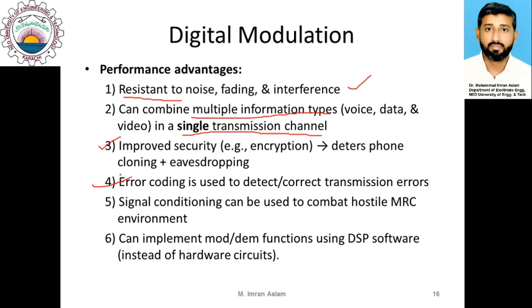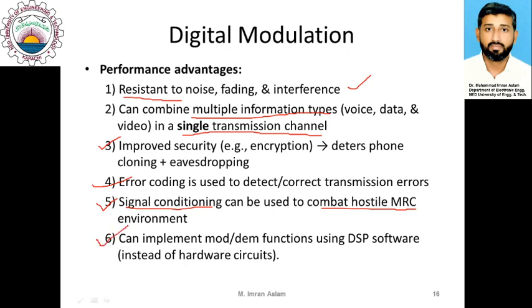Signal conditioning is available in digital systems because the mobile radio communication channel environment is relatively hostile. So using that signal conditioning, we can protect our signal information when it passes through that hostile mobile radio channel.